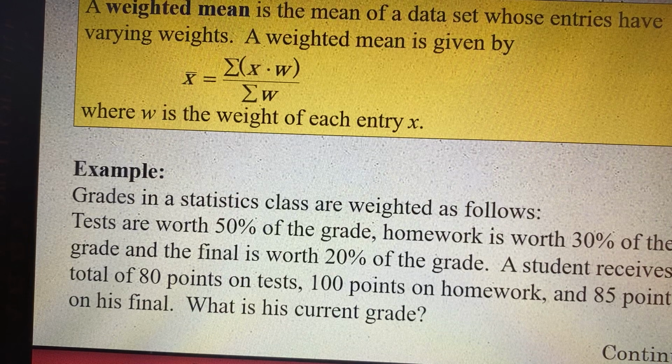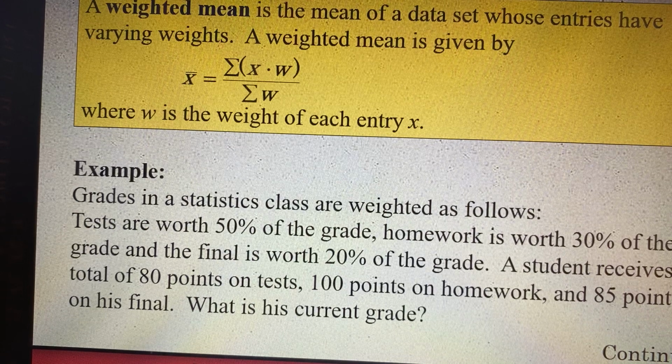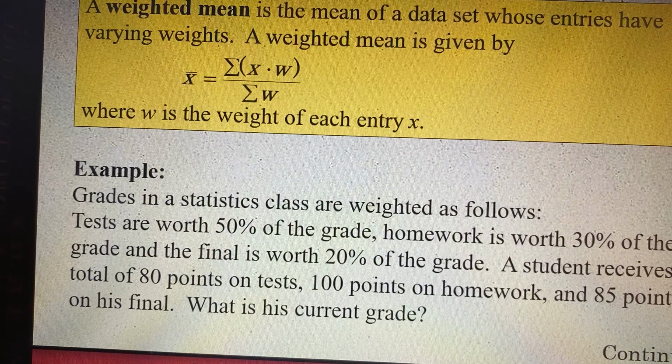Grades in a statistics class are weighted as follows. Tests are worth 50% of the grade. Homework is worth 30% of the grade. And the final is worth 20% of the grade. A student receives a total of 80 points on tests, 100 points on homework, and 85 points on his final. What is his current grade?